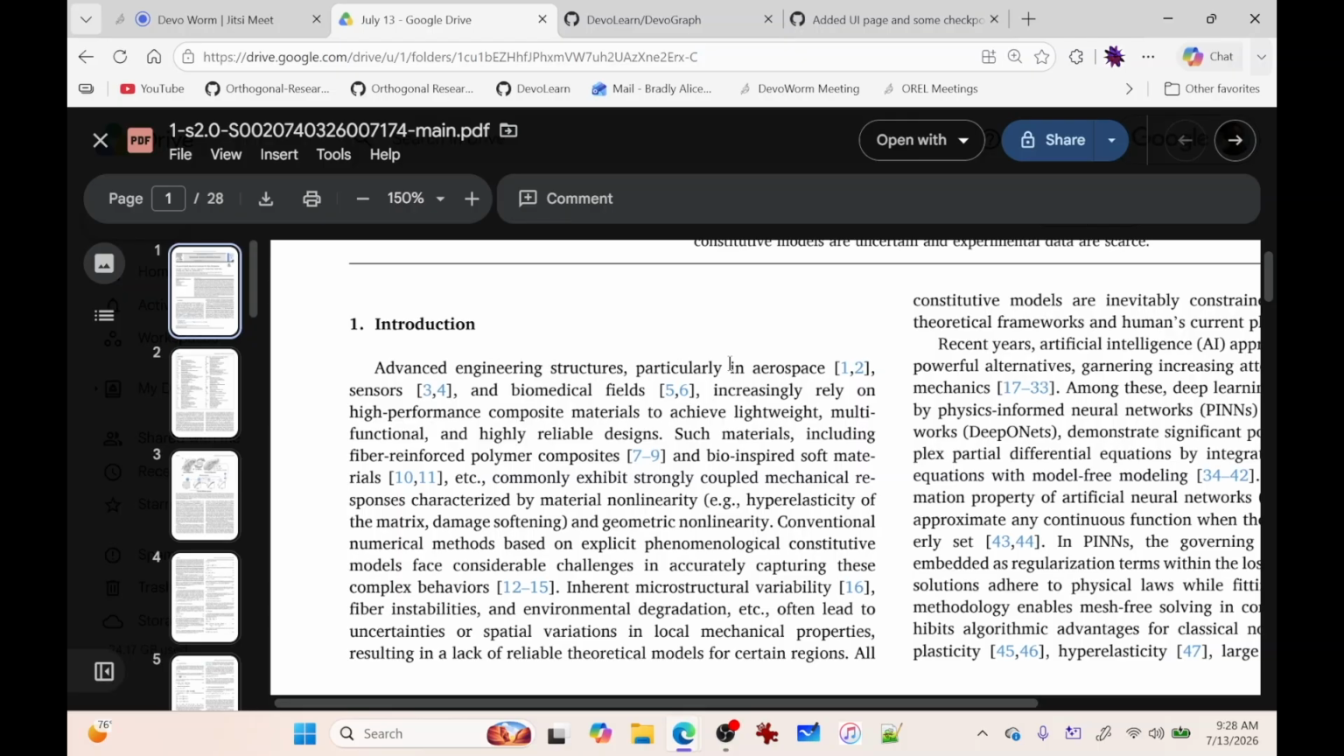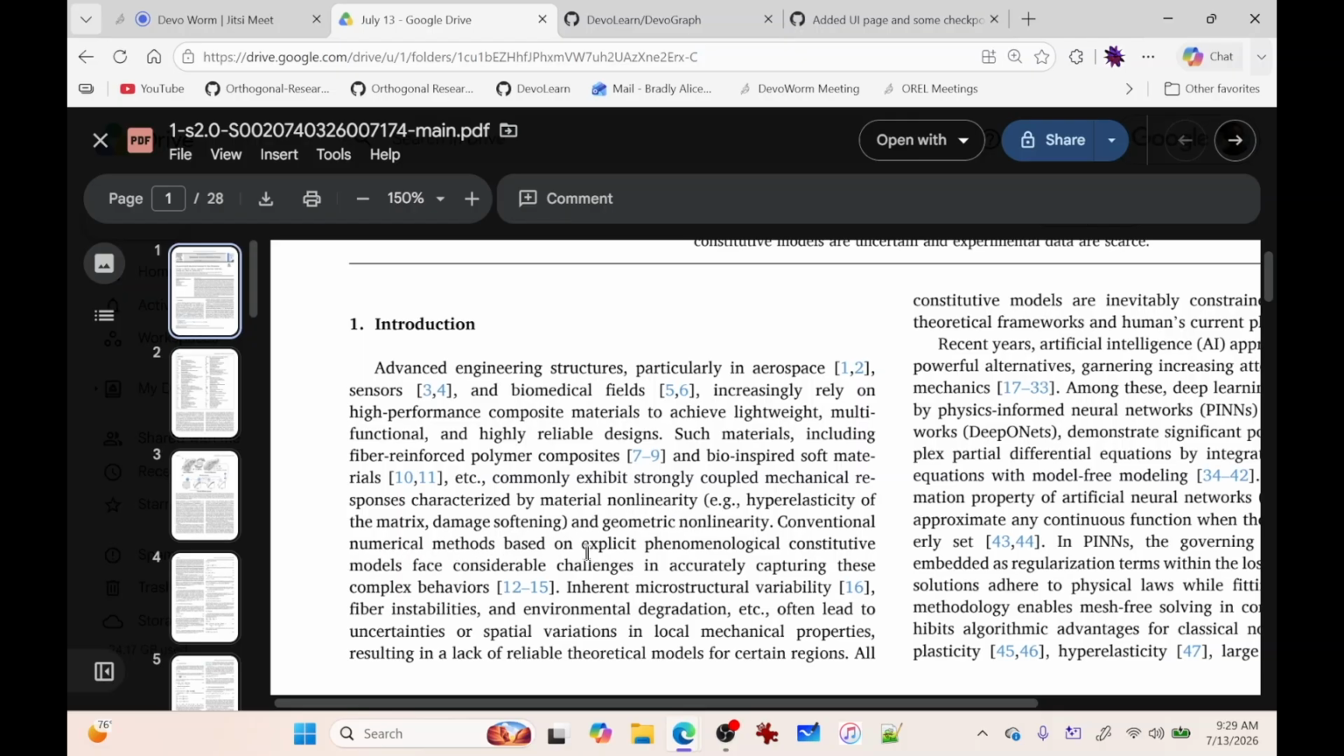Advanced engineering structures, particularly in aerospace, sensors, and biomedical fields, increasingly rely on high performance composite materials to achieve lightweight, multifunctional, and highly reliable designs. Such materials, including fiber reinforced polymer composites and bio-inspired soft materials, commonly exhibit strongly coupled mechanical responses characterized by material nonlinearity. So, for example, hyperelasticity of the matrix, damage softening, and geometric nonlinearity.